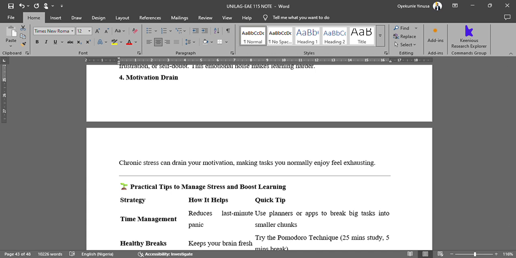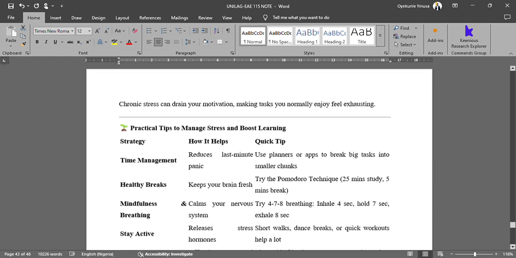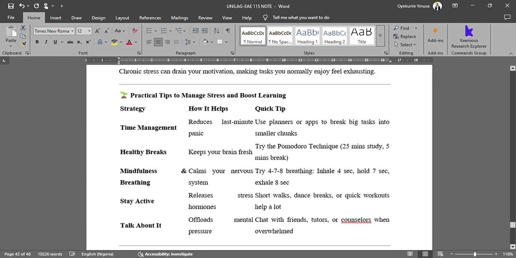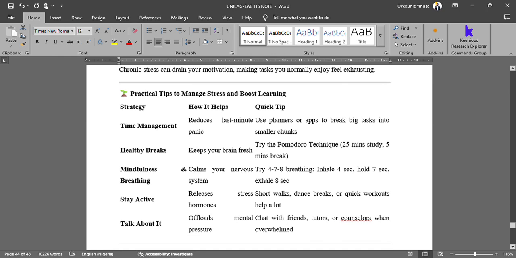Motivation drain. You must not drain your motivation. That's why, as I said, be committed, stay focused, and break tasks into manageable chunks so that you manage one after the other. Chronic stress can easily drain your motivation, making tasks you normally enjoy feel exhausting. So don't do that. Practical tips to manage stress and boost learning.